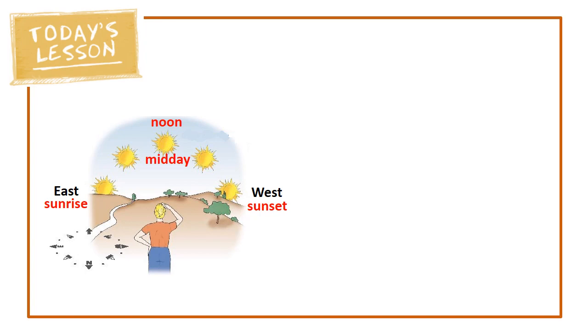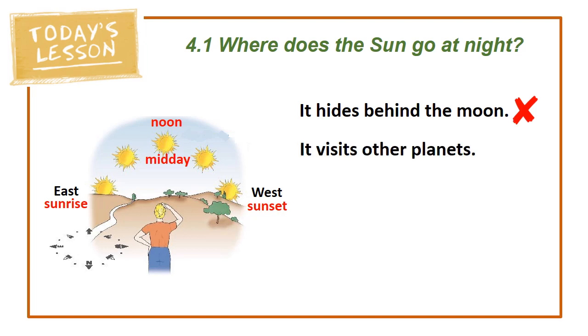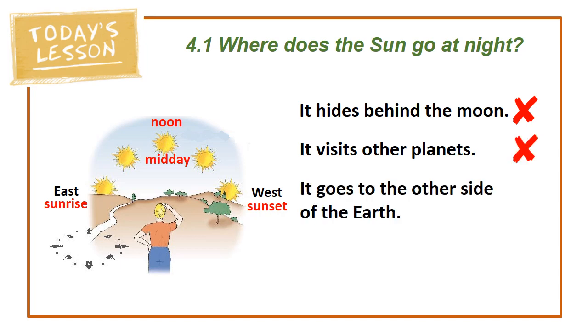Now we know where the sun is during the day. How about during the night? Where does the sun go at night? It hides behind the moon? Of course no. It visits other planets? No also. We have it goes to the other side of the earth? Nope. How about it does not go anywhere?